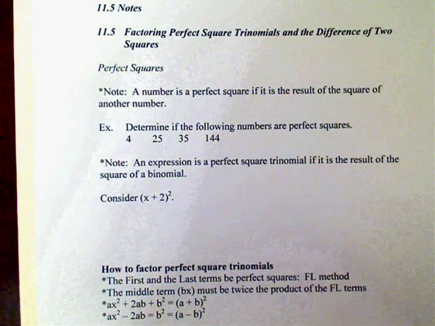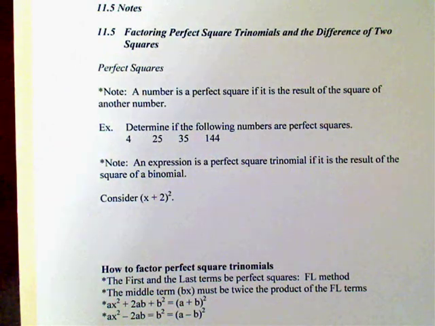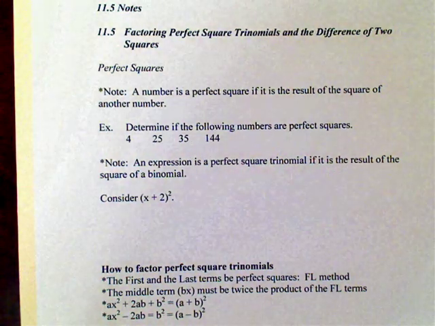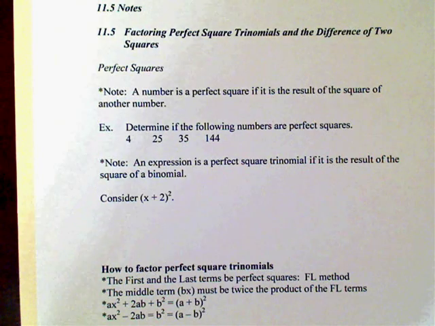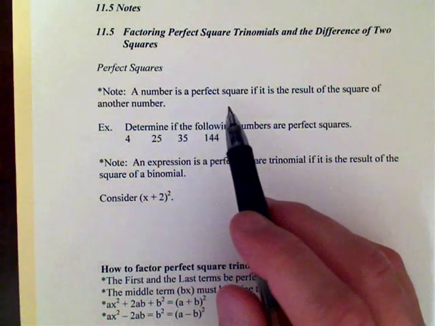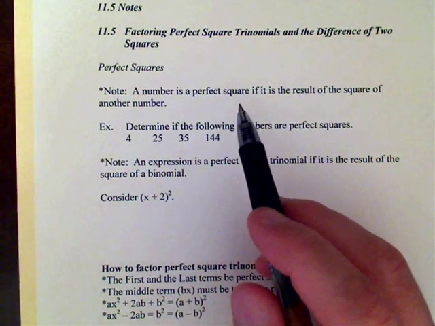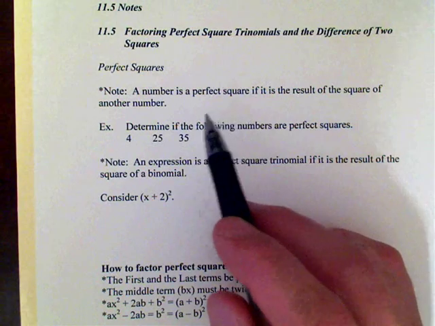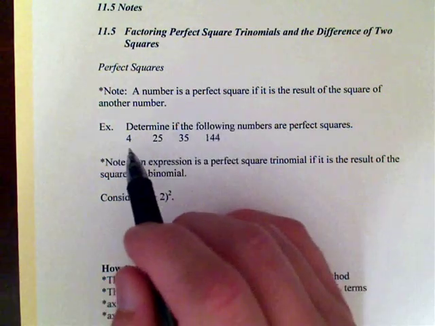Now, in this lesson, we're going to factor special products. The two main ones we're going to look at are perfect square trinomials and difference of two squares. The key word is squares, or perfect squares. A number is a perfect square if it's the result of the square of another number. An example will help understand that.